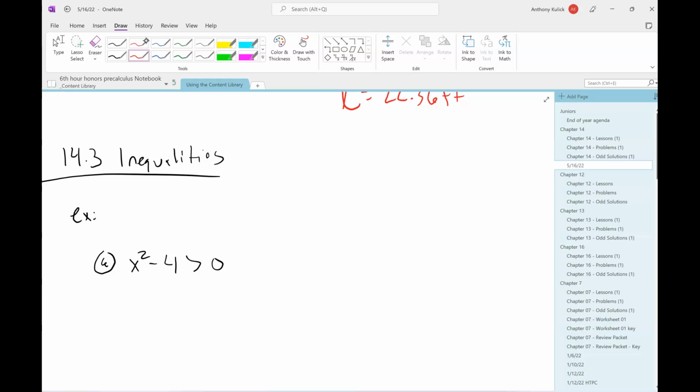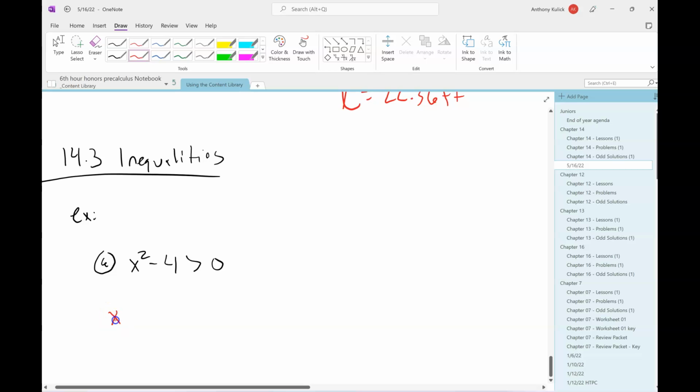So, x squared minus 4 is greater than 0. How many solutions am I looking for? It's an inequality. Infinitely many, right? So we have to be a little bit careful here. We're going to be writing our answer as a set, so using interval notation.